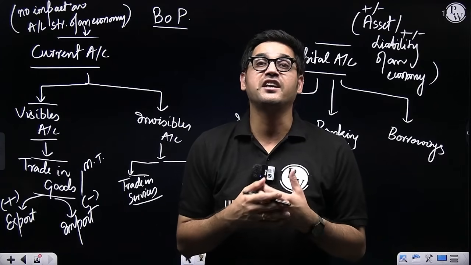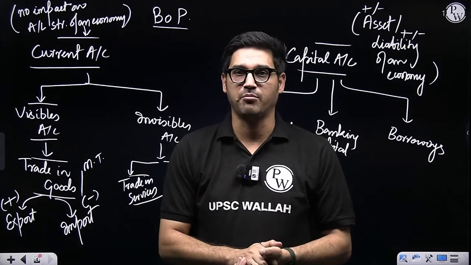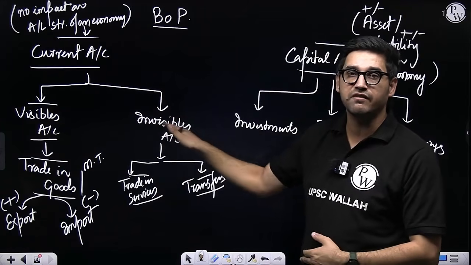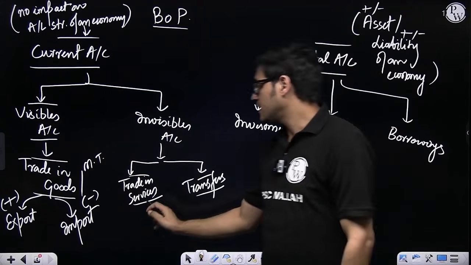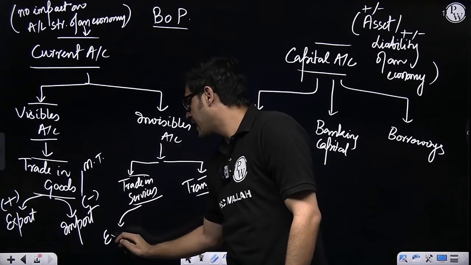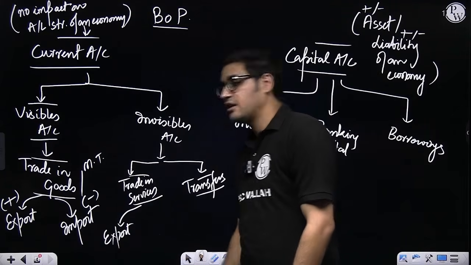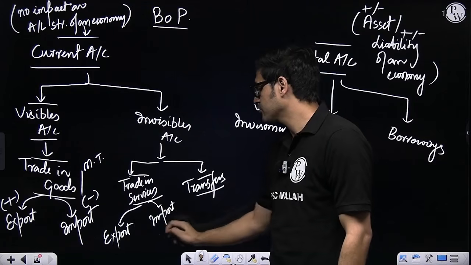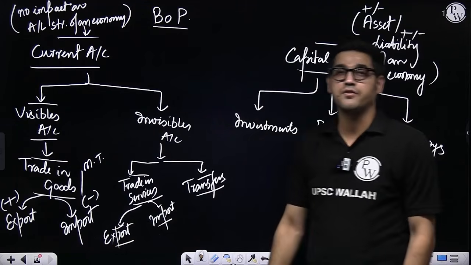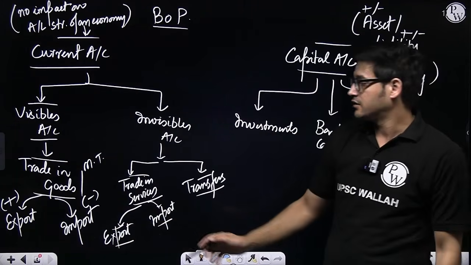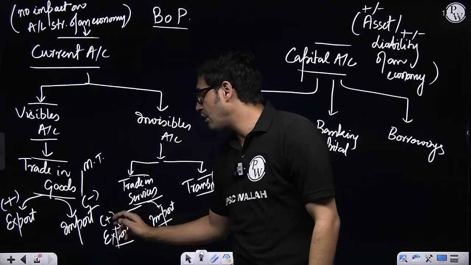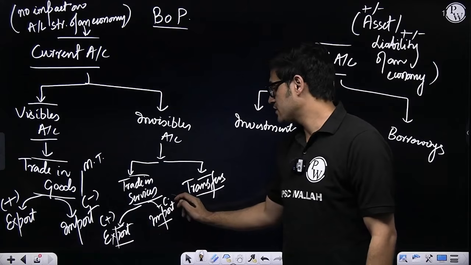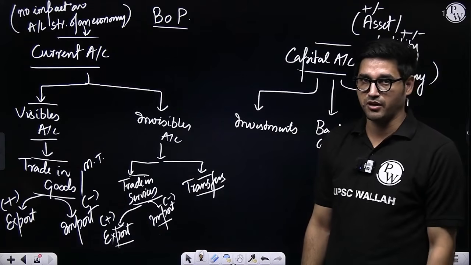So you cannot witness trade in services happening really, which is why trade in services is going to go under the invisibles account. This is going to include both the export of services as well as the import of services. Once again, if you are exporting services, this is going to lead to an inflow of funds into an economy. And if you are importing certain services, this is going to lead to an outflow of funds from an economy.